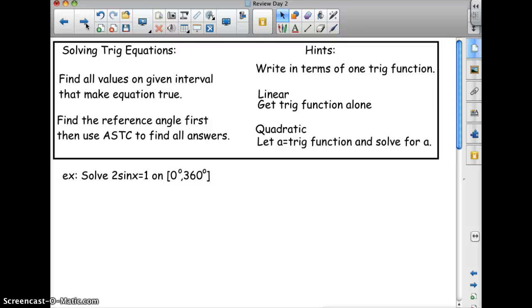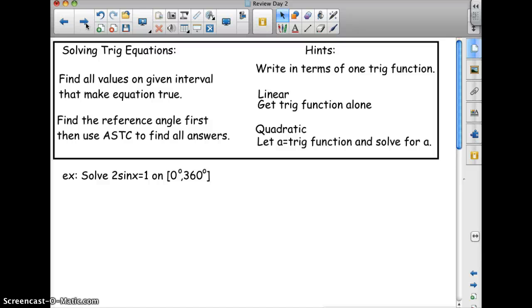All right, so some hints. It's a nice idea if you can write it in terms of one trig function, and that's really kind of key. If you can do that, then you can solve for that one trig function and use inverse trig functions, or arc trig functions, to find the reference angle. If it's linear, you want to get that trig function alone.